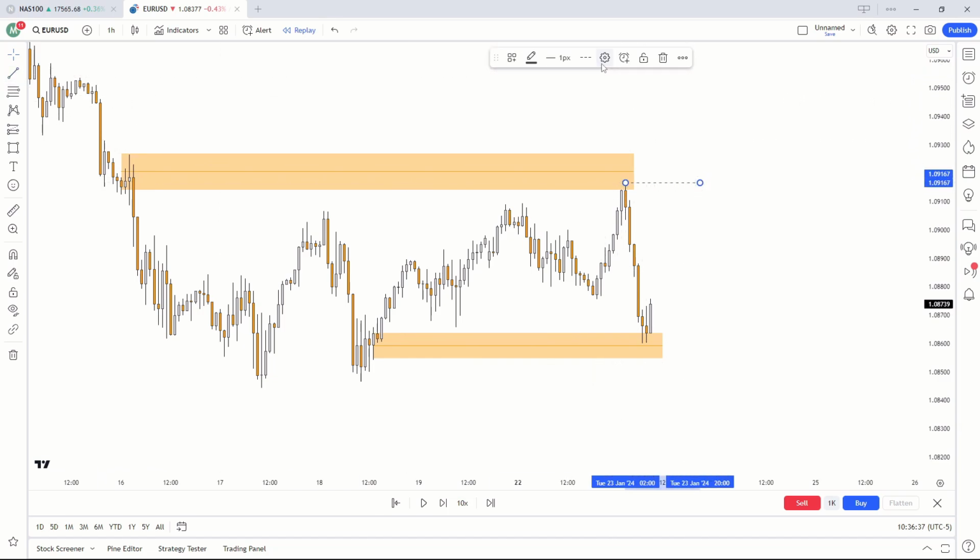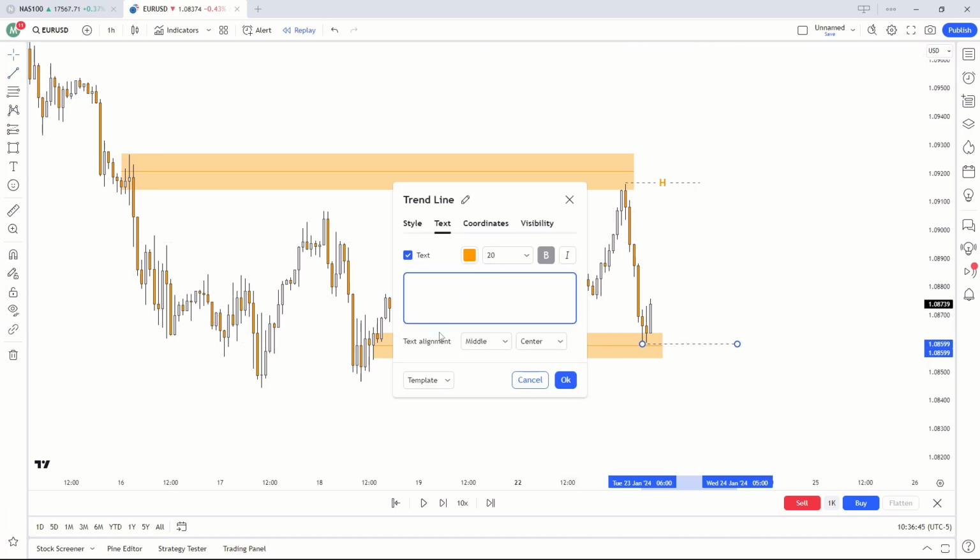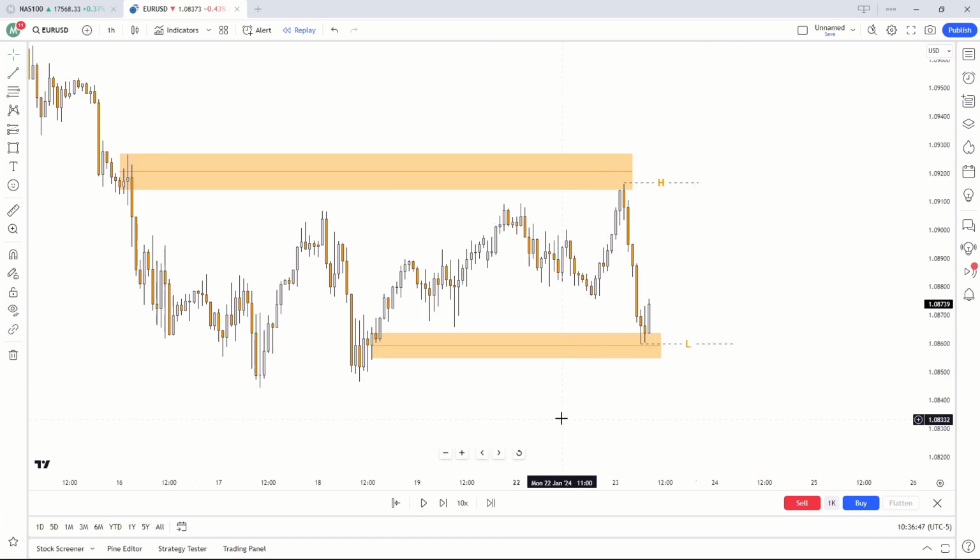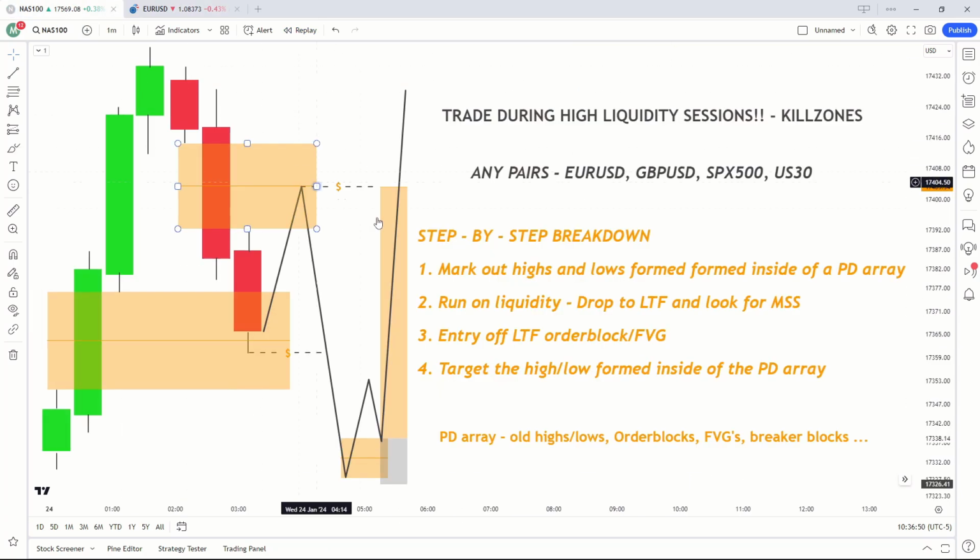And let me mark it out with H for high. And I'm going to mark up the low with L for low. So these are our highs and lows inside of the PD arrays. So moving on to our step 2, we want to look for our run on liquidity.